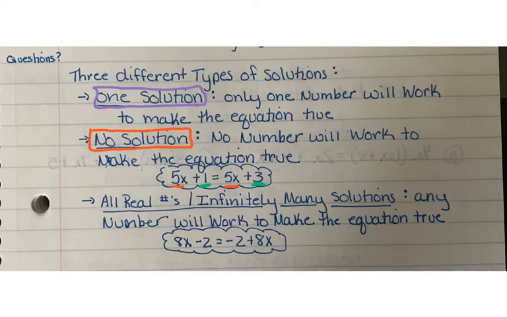Okay, and then the last one is all real numbers or infinitely many solutions. Okay, so that means any number will work to make the equation true. So this means we're going to have the same coefficients and the same constants. Okay, so everything in the equation will be the same. It might be in a different order, but remember the commutative property tells us that we can switch those around.